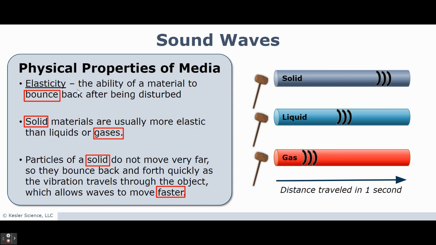All right, so elasticity. Elasticity is the ability of a material to bounce back after being disturbed. So think about a rubber band. If you stretched it and let go, it would return back to its original shape, right? And a rubber band is a solid. So solid materials are usually more elastic than liquids or gases. Particles of a solid do not move very far, so they bounce back and forth as quickly as the vibration travels through the object, which allows waves to move faster. So solids are more elastic, so it allows the sound to travel better through a solid. Make sure you're writing down what's in those red boxes.